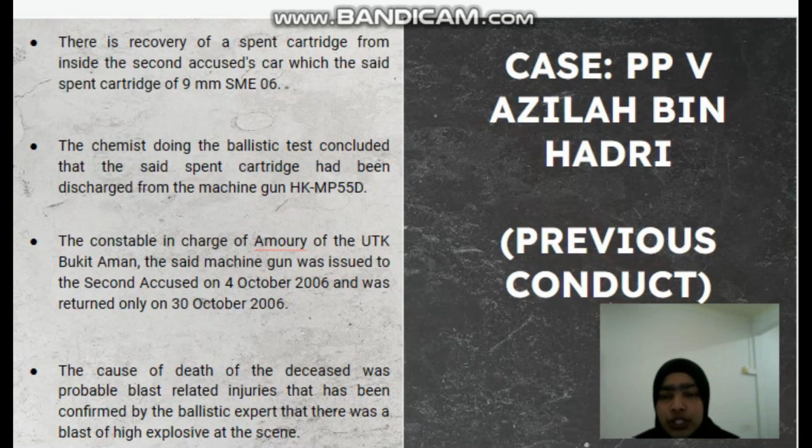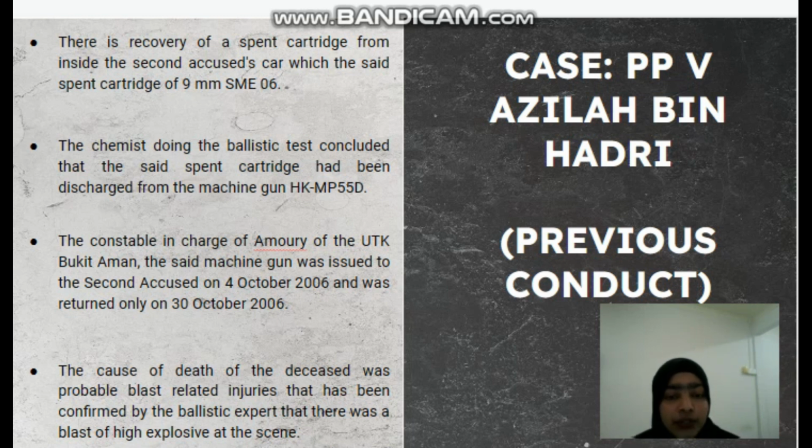Next, the preparation and previous conduct of the second accused can be seen when there was a recovery of a cartridge from inside the second accused's car, and according to the ballistic test, the cartridge had been discharged from the machine gun possessed by the second accused. It was confirmed by the constable that the said machine gun was issued to the second accused and only returned on 30 October 2006, which is after the disappearance of the deceased.